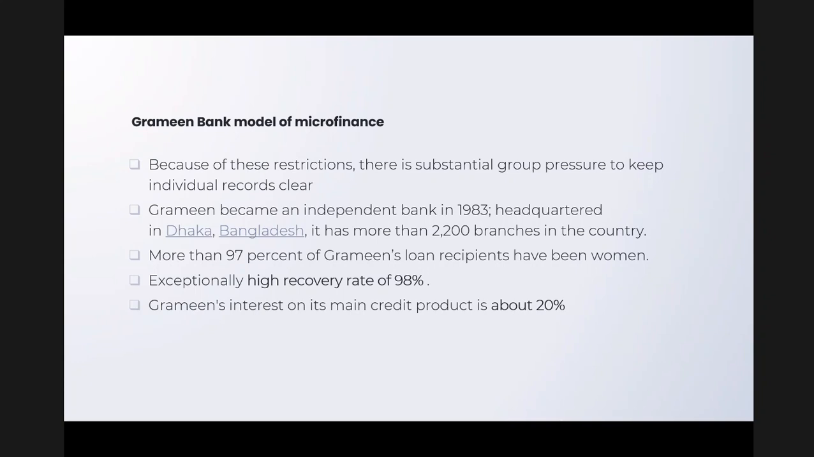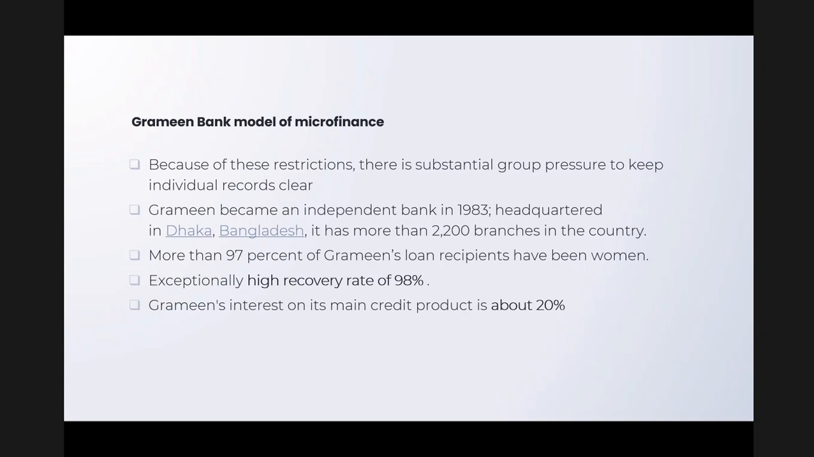Grameen became an independent bank in 1983, headquartered in Dhaka, Bangladesh. It has more than 2,200 branches in the country. More than 97% of Grameen's loan recipients have been women. So this is a very interesting thing, that most of the Grameen Bank's loans target only women. 97%. I mean, only 3% of borrowers are male. The rest are women only.